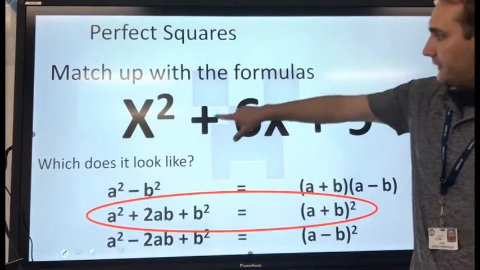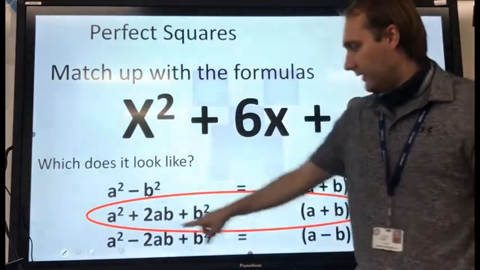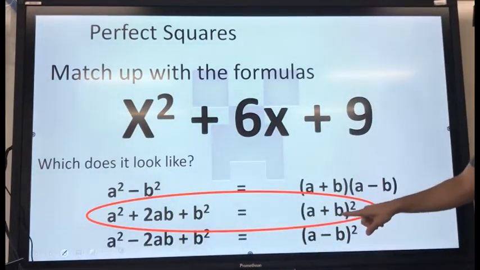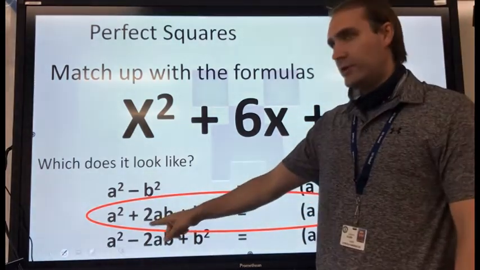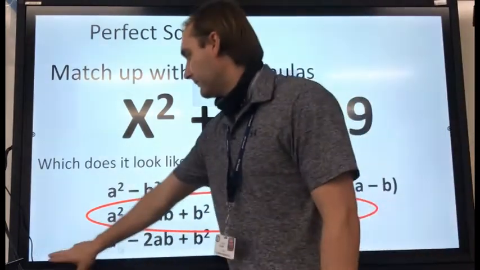Well, I have this plus middle part. Where do you have a plus middle part? This one right here. And I see that it factors into (a plus b) squared. Now I need to check. Does 2 times my a times my b equal 6x?